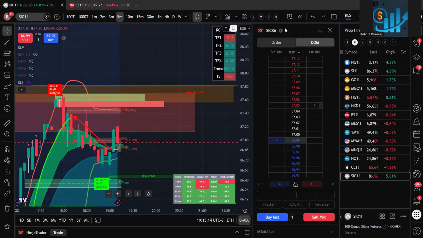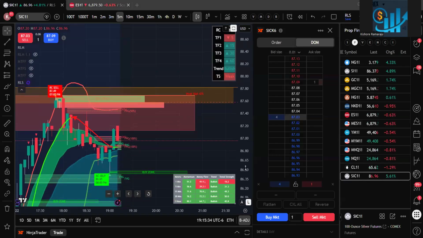RLM is a combination of the futures level manager and the stocks level manager. So FLM is mainly for scalping. FLM 1.1 is for day trading. You can hold the trades for a longer duration. So FLM is for scalping, FLM 1.1 is for day trading.